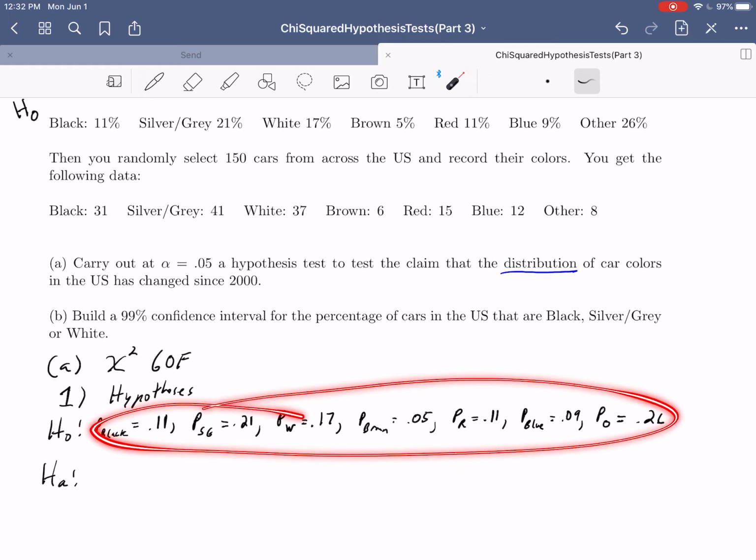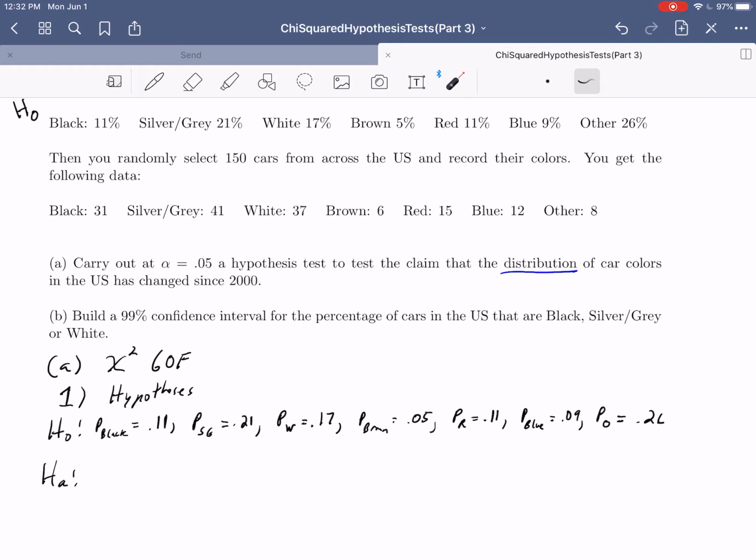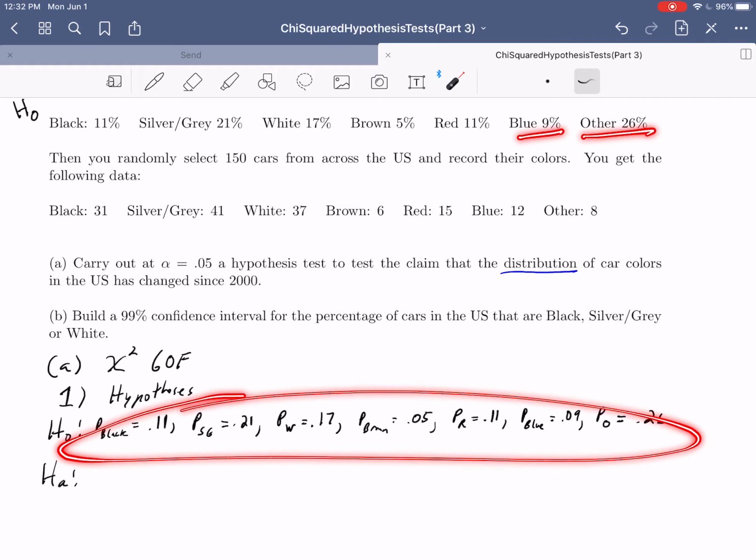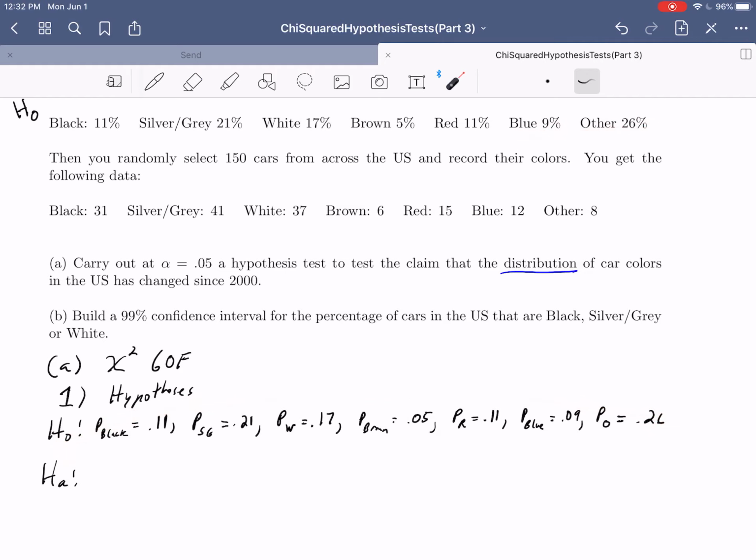One other quick thing, how do we know that this is a valid distribution? Well, if you want, you can just check by adding these percentages up. 11 and 21, that's 32. Plus 17, that's 49. Plus 5, that's 54. Then 65, then 74, then 100. So this really is a valid distribution, 100% there.